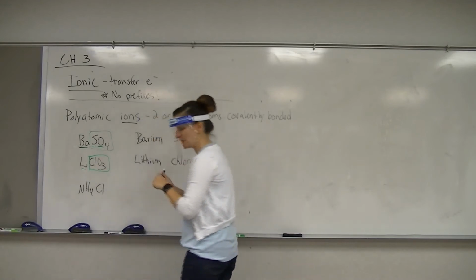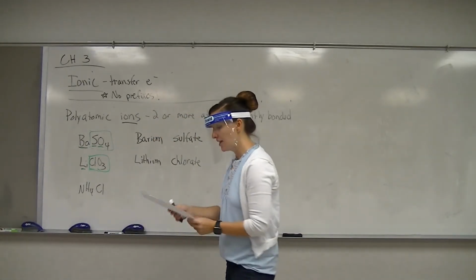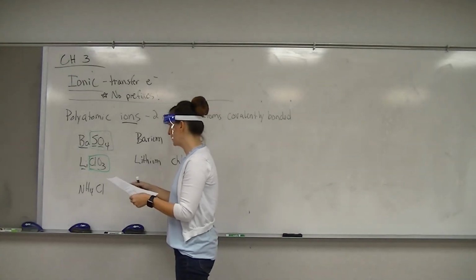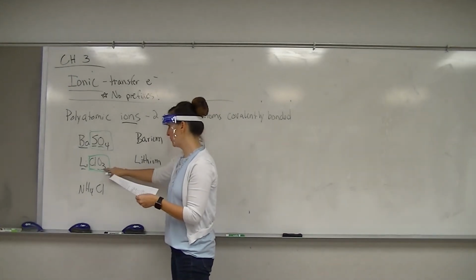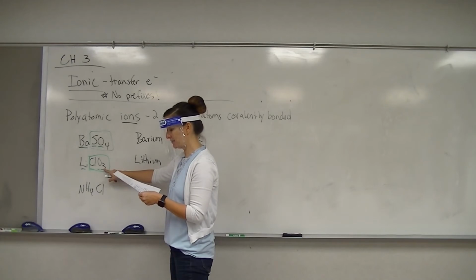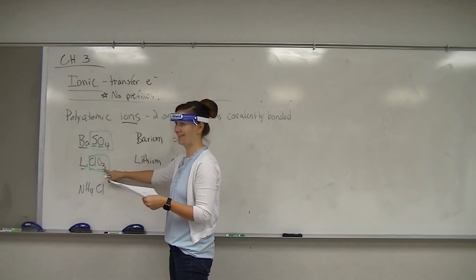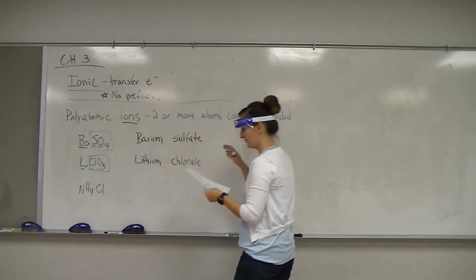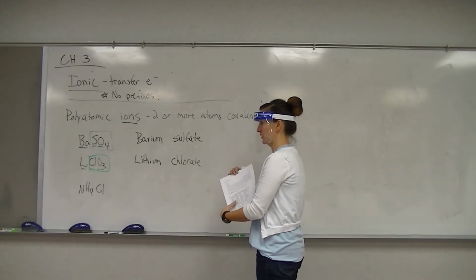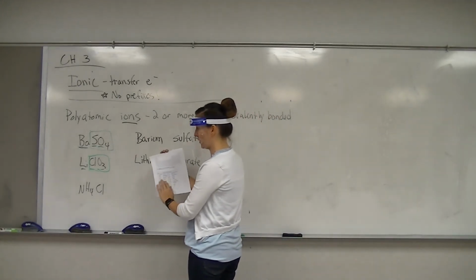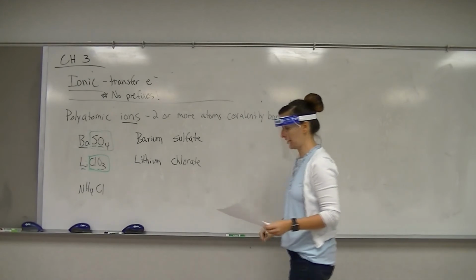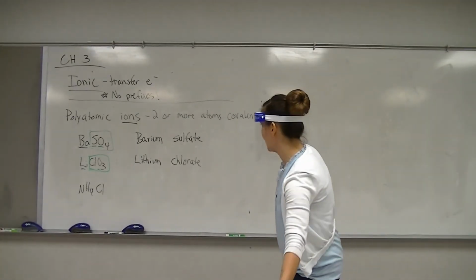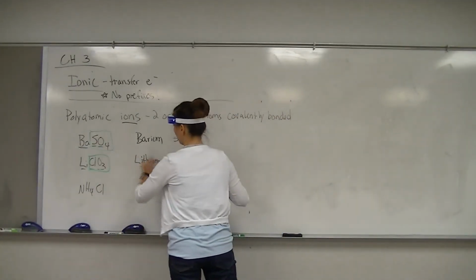Now pay special attention because you'll notice there's a ClO3 and a ClO2. So they only differ by 1 atom and their names only differ by 1 letter. So just be especially careful when you're naming these, that you're picking the right one because they only differ by a small amount. So chlorate, ATE, tells me it's ClO3.